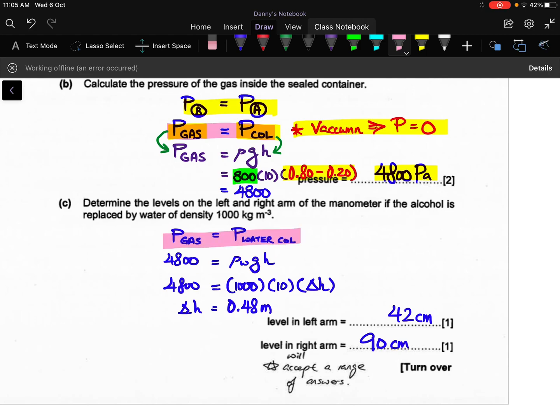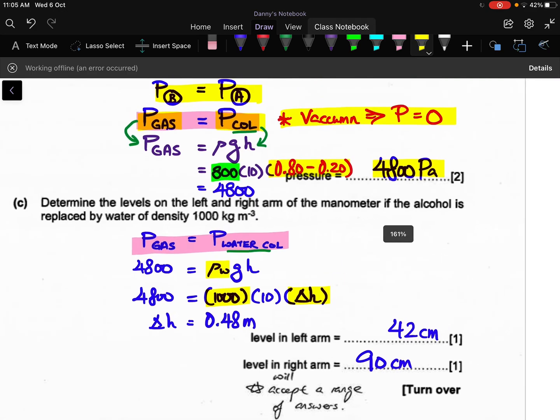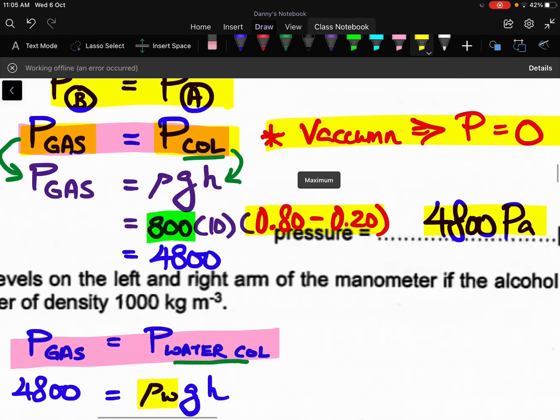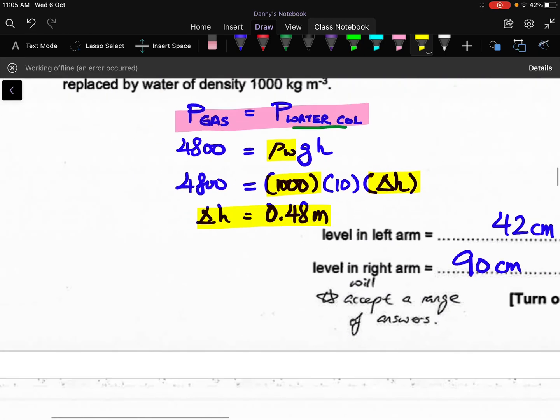Instead of alcohol column, now you have water column. So down here, the only thing that changes is actually the density of water over here. And down here, you will notice that I put delta h, which stands for the height difference. So down here, you can see, yeah, I'm also using the height difference on top. So I find that if I use water, my height difference will be 0.48 meter.